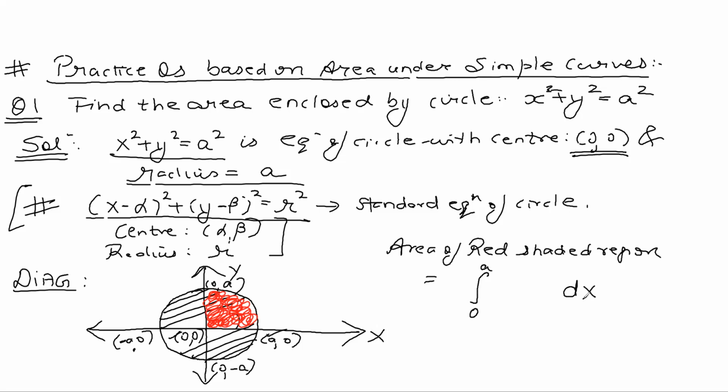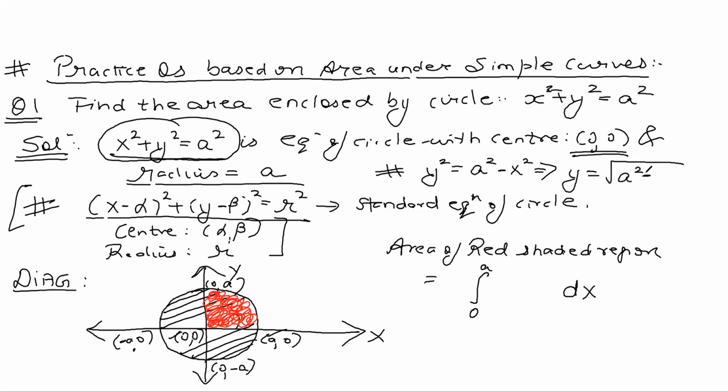Now guys, how will I find y? So look at the equation. X square plus y square equal to a square. So I can write, what is my y square? A square minus x square, which implies my y is nothing but under root of a square minus x square. It's plus minus, but we will consider the positive part because we are in the first quadrant. So our y is positive.